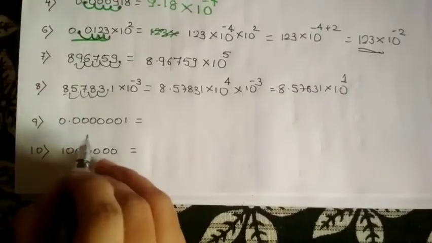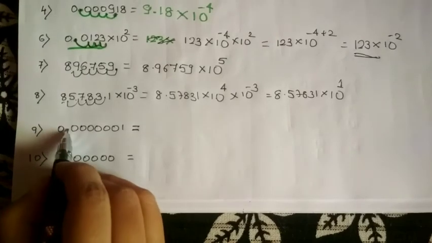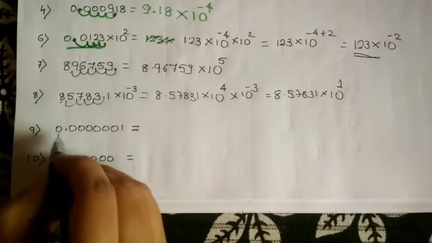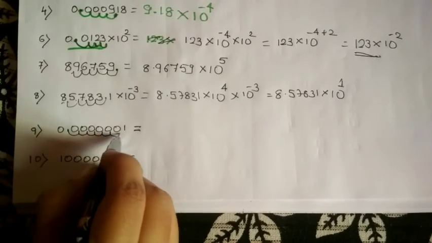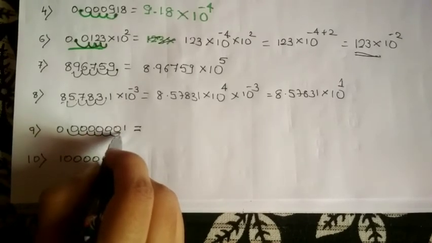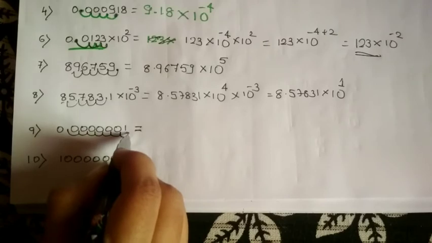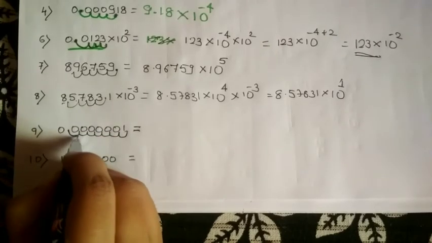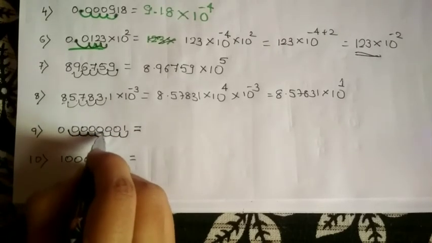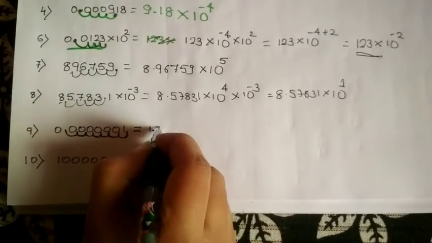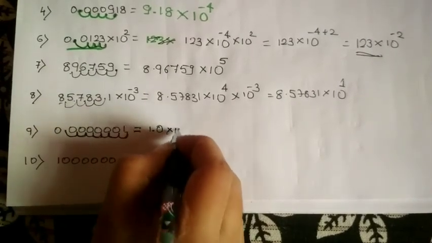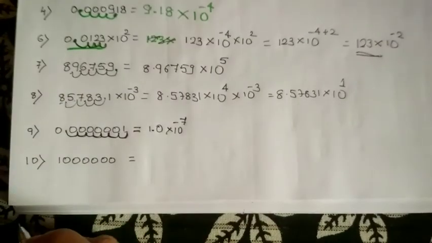Okay, and here another simple one, where we are going to shift forward, that is 1 2 3 4 5 6. You can stop here, or you can move it one more, that is 7. So from here to here, 1 2 3 4 5 6 7. So 1.0 into 10 to the power of minus 7, dear students.